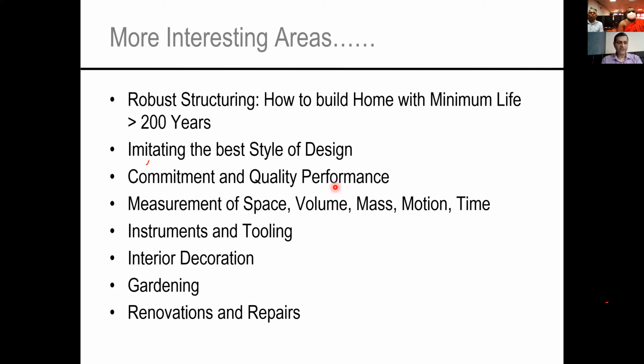Measurement of space, volume, mass, and motion, all these we could see in very detailed treatment in Vastushastra treatises. There are different grades of instruments and tools mentioned. There are very interesting ways of doing the interior decoration, the gardening aspects, the exteriors, and of course, the renovation and the repairs. We couldn't cover it in detail today in this discussion, but I'm happy to take any questions if you have later on this.